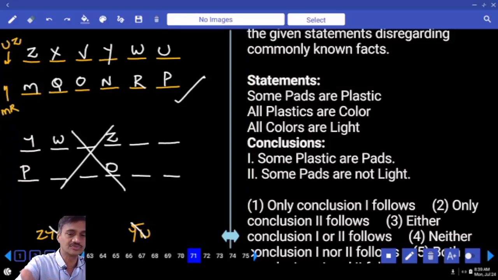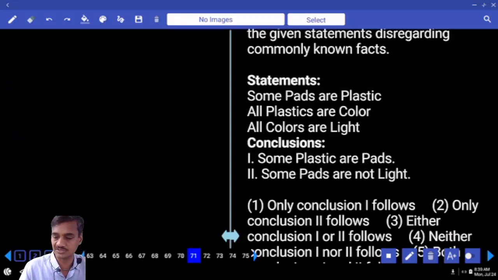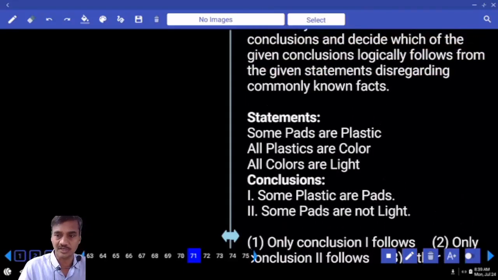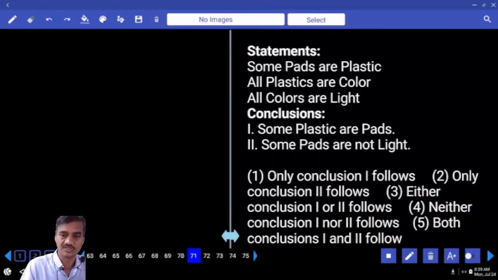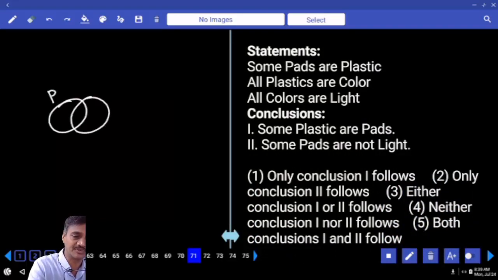71 to 73 are based on syllogisms, and the question is what logically follows, the first model. Some pads are plastic. These are the pads that are plastic. Some pads are plastic. All plastic are color.